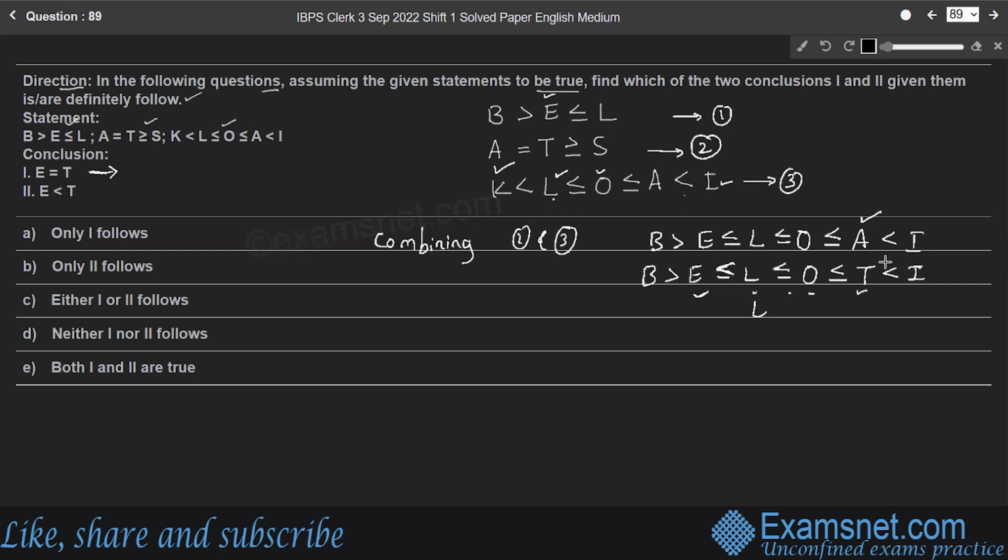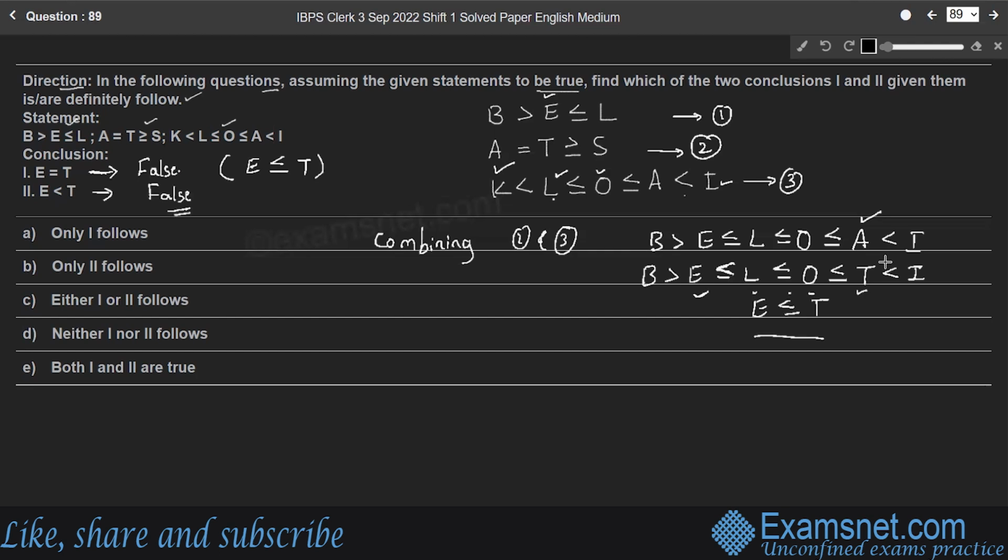Therefore, E is less than or equal to T, right? Therefore, this conclusion is false, because E is less than or equal to T, right? And the second conclusion, E is less than T. So this conclusion also we cannot directly state, right? Because the relation is E is less than or equal to T.